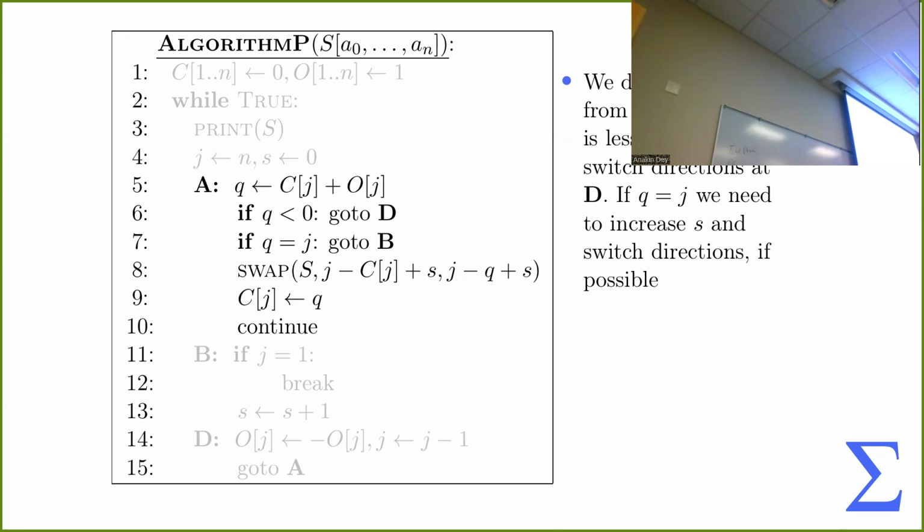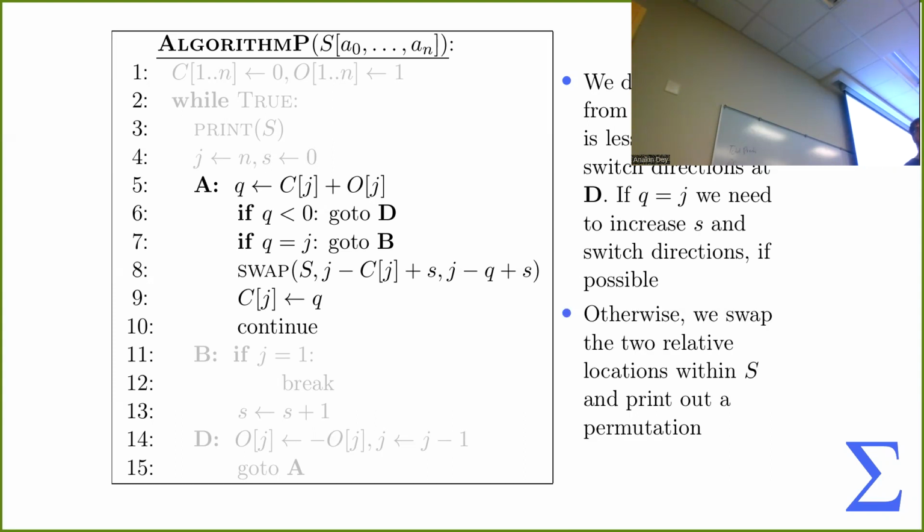So in this portion A, we determine Q as the value of C of J plus the value of O of J. So this kind of gives us our little offset, because O of J will only be 1 or -1. If Q is less than 0, so we've gotten a negative inversion number, we need to switch directions. We've gone too far off the end. You know, we're at 0, we've gone to -1, we need to go the other way. So we switch directions at D, and then we just go back to A and try again. Otherwise, we swap the two relative locations within S and print out a permutation.